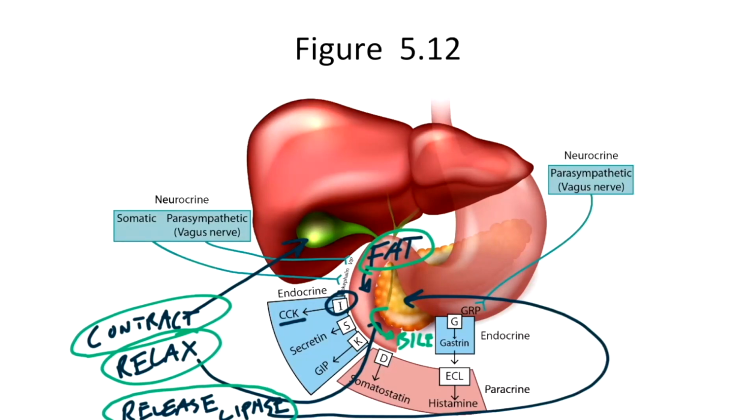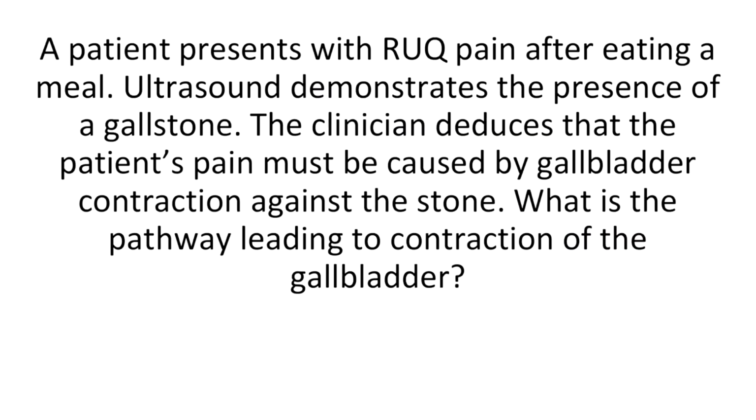So now let's do a question to apply this. A patient presents with right upper quadrant pain after eating a meal. Ultrasound demonstrates the presence of a gallstone. The clinician deduces that the patient's pain must be caused by gallbladder contraction against the stone. What is the pathway leading to contraction of the gallbladder? So this patient has a gallstone, and then they eat a meal, and then they get pain. What is the pathway for this?